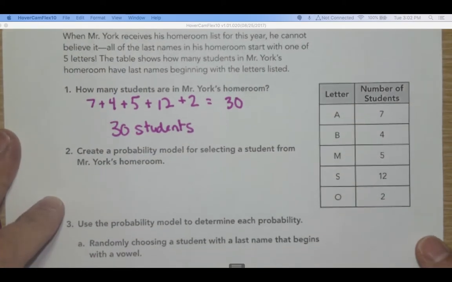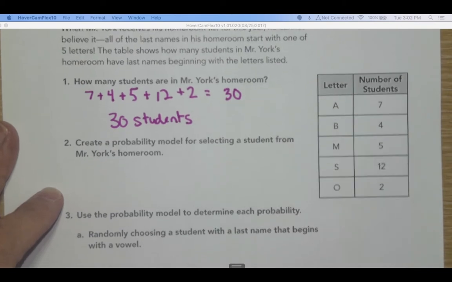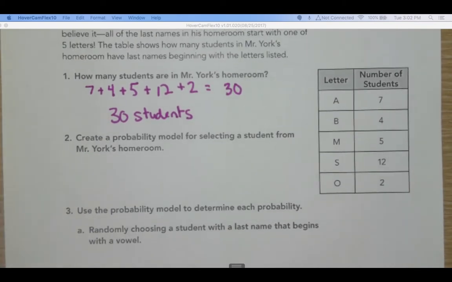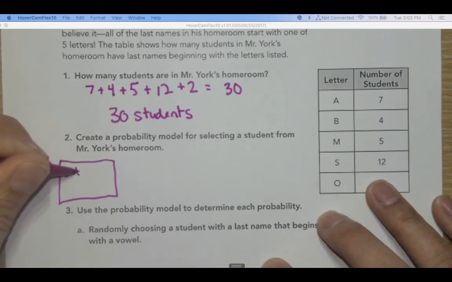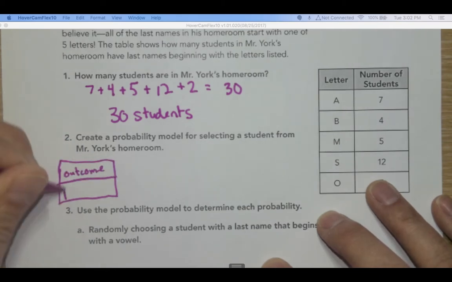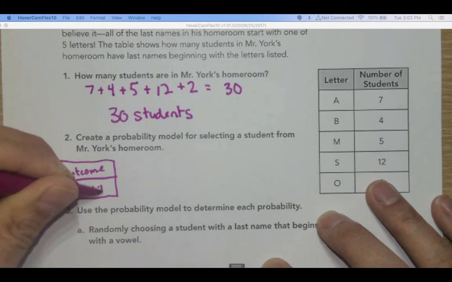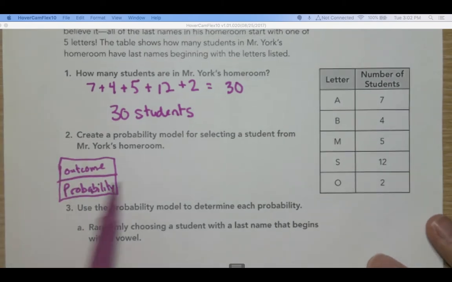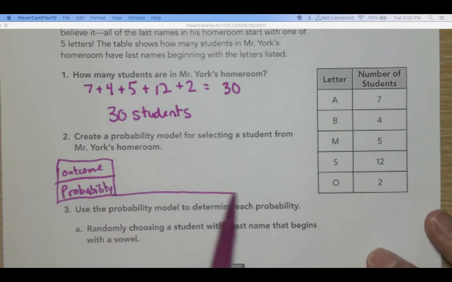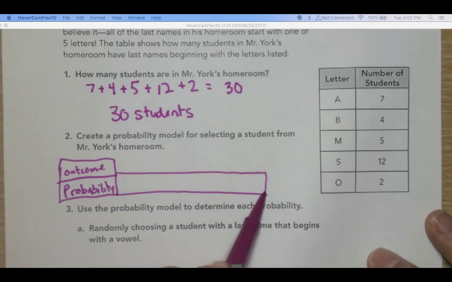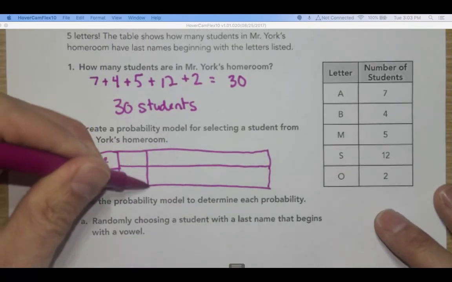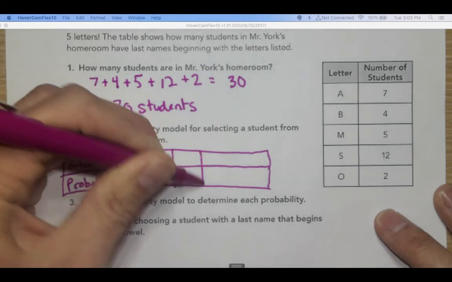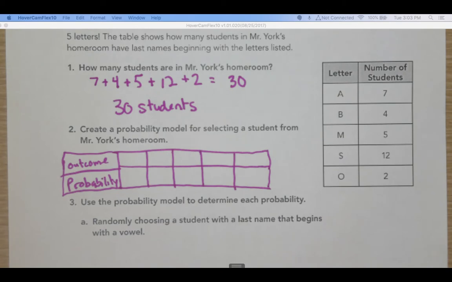Create a probability model for selecting a student from Mr. York's homeroom. All right. So the probability model is going to have my outcome, and then it's going to have my probability. And hopefully you're trying to do this first and then you're trying to check your work versus what I do. And then you could be yelling at me if I make a horrible mistake, which would be amusing.